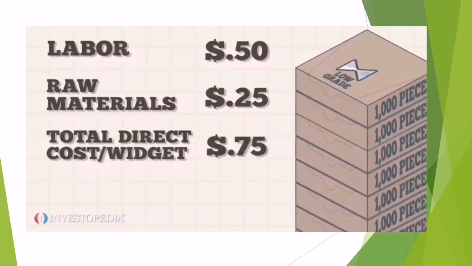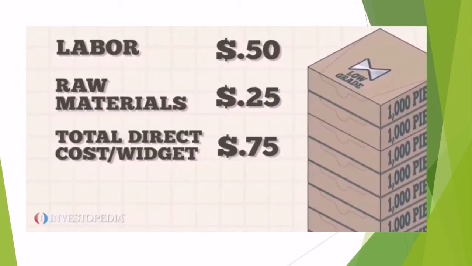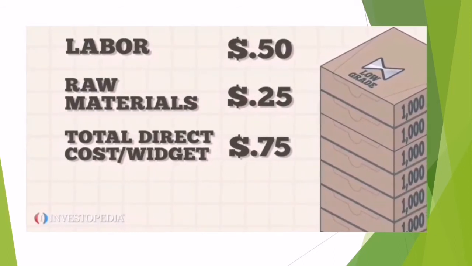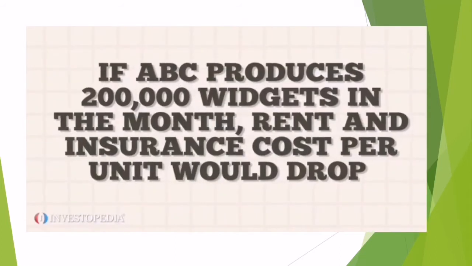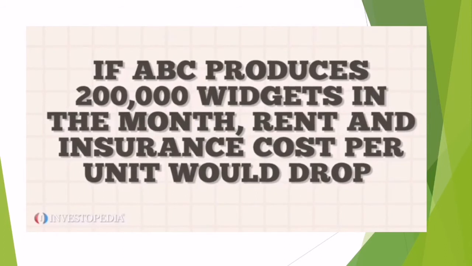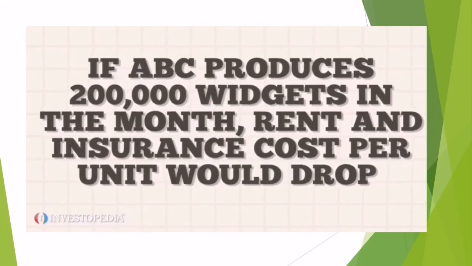Note that the cost per unit for indirect costs would vary as the number of produced widgets changes, whereas the direct cost per unit would not. If ABC produces 200,000 widgets in the month, rent and insurance cost per unit would drop.